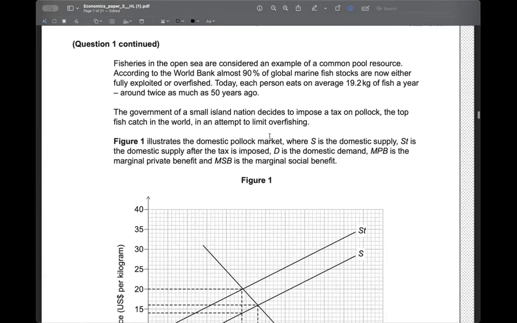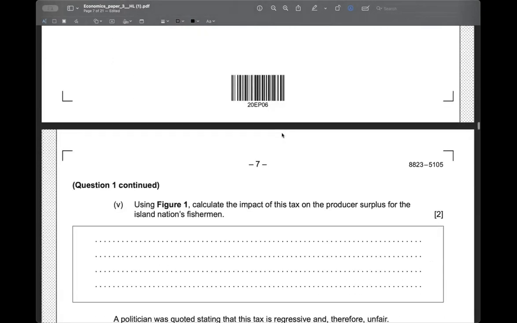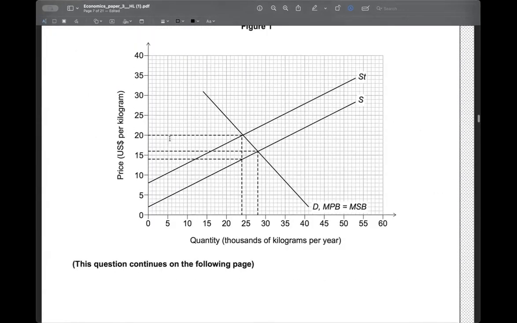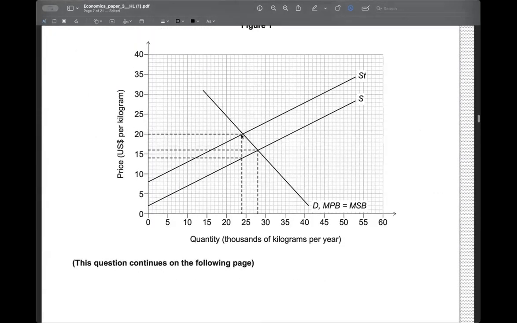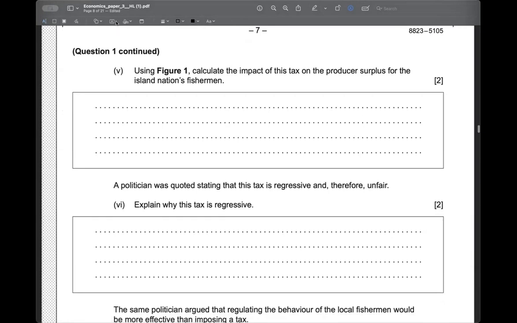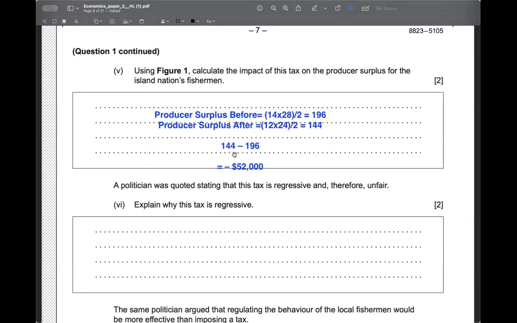Additional information given, diagram given. Question 5. Using figure 1, calculate the impact of this tax on the producer surplus for the island nation's fishermen. Previously, the producer surplus must have been this big. And it's going to decrease like this after the tax. So producer surplus before, after, change.